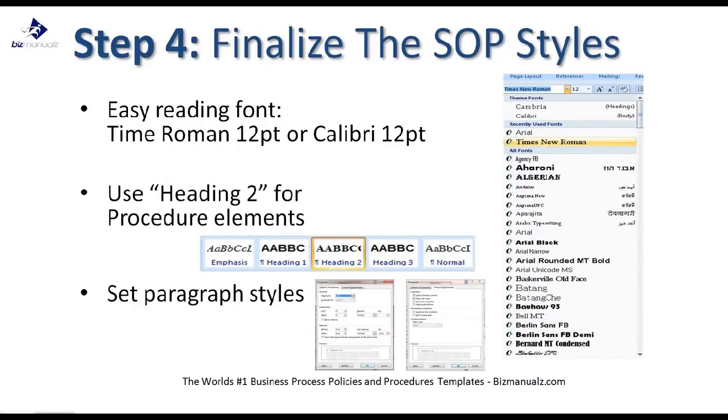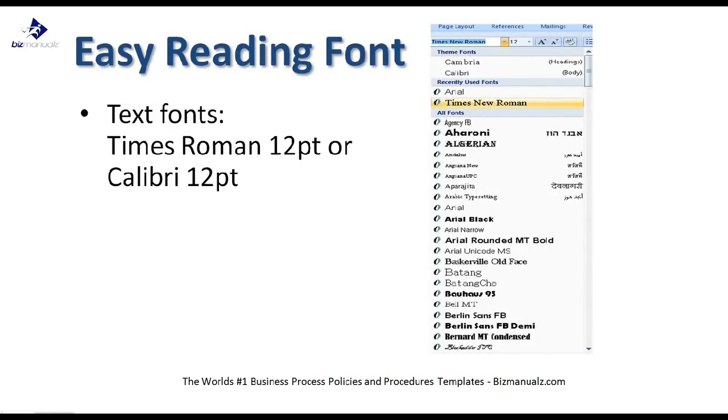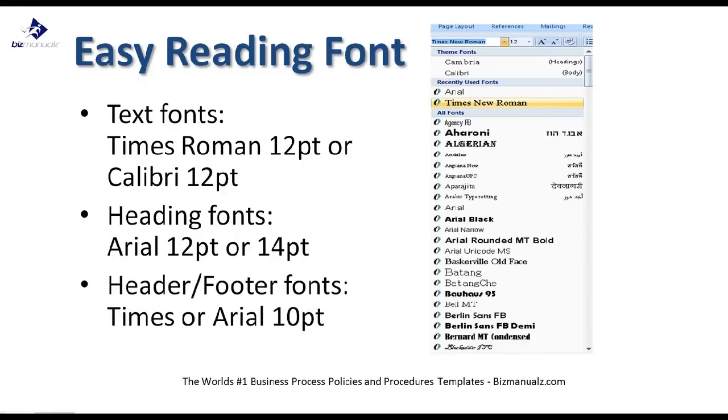Then we need to finalize our SOP styles. So styles include things like your easy reading font, text fonts for Times Roman 12-point or a Calibri 12-point or a good starting. Heading fonts, Arial 12-point, or for more emphasis, go to 14-point. And then those header and footers at the top and bottom. The 10-point Times or Arial works well for that.